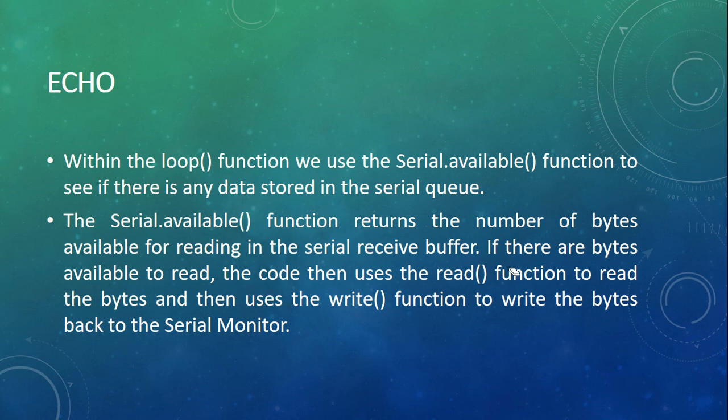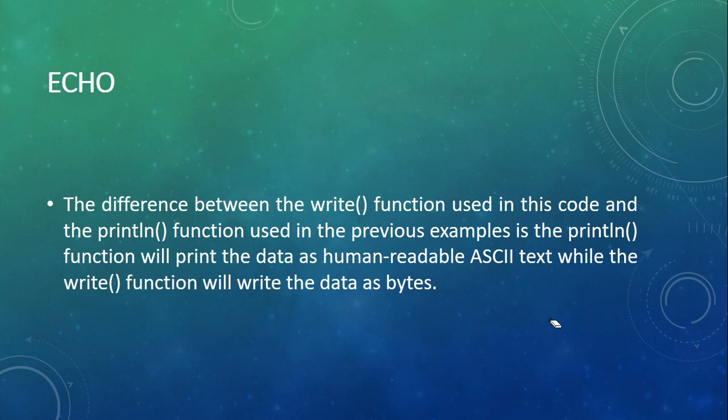And then, if there are bytes available to read, for example "hello from me", the code uses the read function to read the bytes and then uses the write function to write the bytes back to the serial monitor. I've already explained the difference between write and println in layman's terms, but let me read the difference between the two. The println function will print the data as human readable ASCII text, while the write function will write the data as bytes. Again, println displays a string that is hard-coded in the sketch, while Serial.write waits for the actual input string from the user.